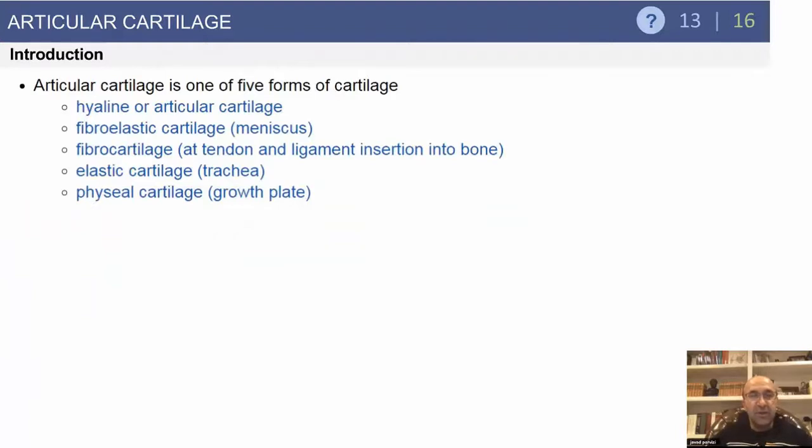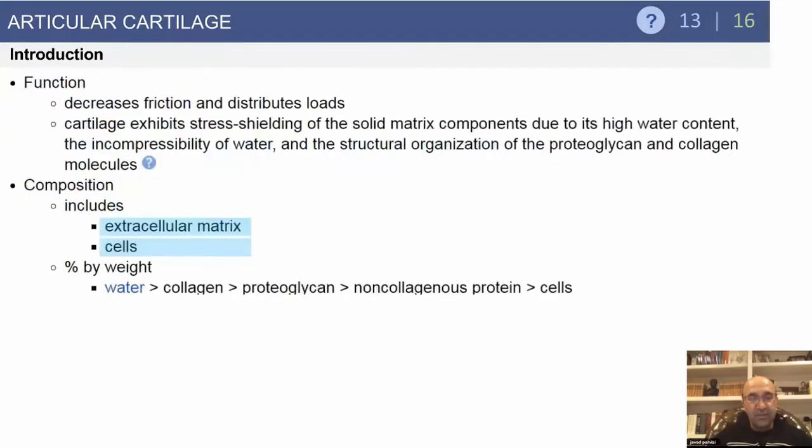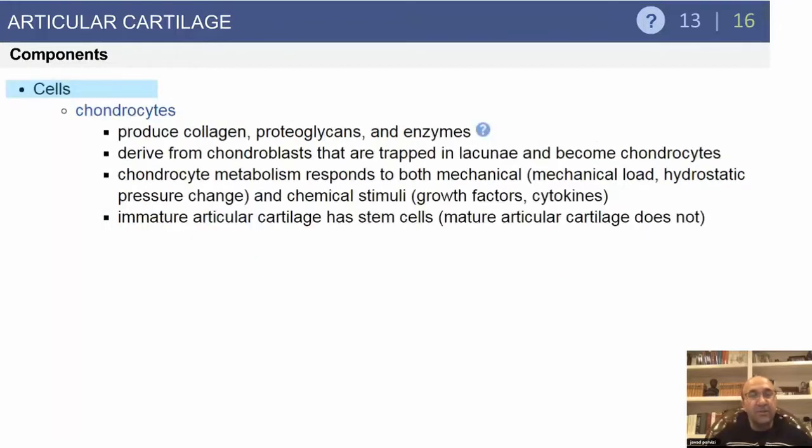Articular cartilage is one of 5 forms of cartilage: hyaline, fibroelastic, fibrocartilage, elastic cartilage, and physeal cartilage. We talked a little bit about articular cartilage made of collagen type 2, and it includes extracellular matrix. The cells in the articular cartilage are chondrocytes or chondroblasts, and it is very rich in water, and then contains organic material, collagen and proteoglycans, and some inorganic material that is a smaller part of the articular cartilage. Most of it is basically water.